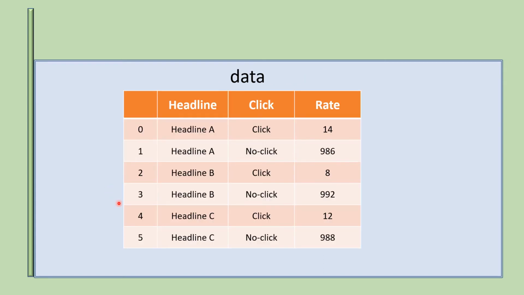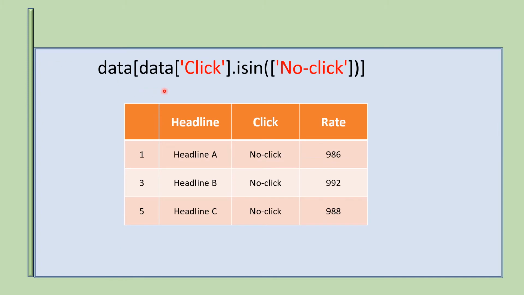And this is how the data set looks. It's not a big data set, and there are just 3 columns and 6 rows present here. We will be majorly focusing on the click column, and based on this we just want all the observations which are equivalent to no click. And the syntax is also pretty simple. isin is the important parameter here.